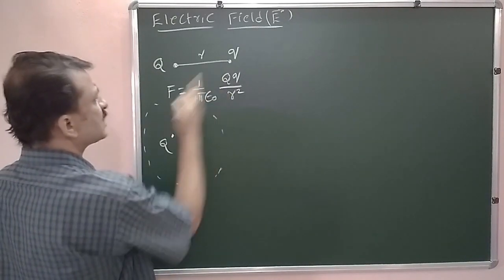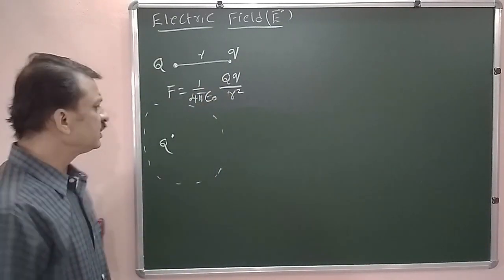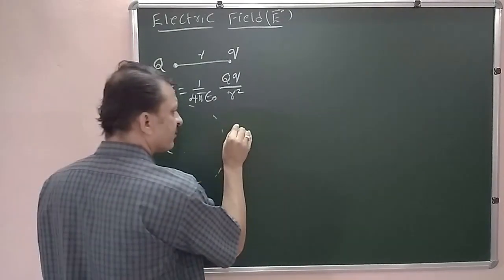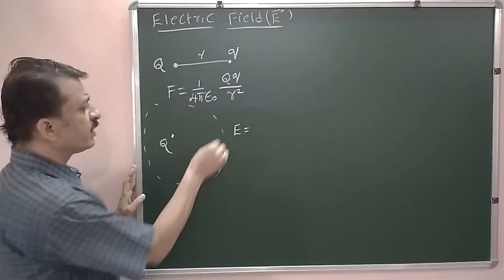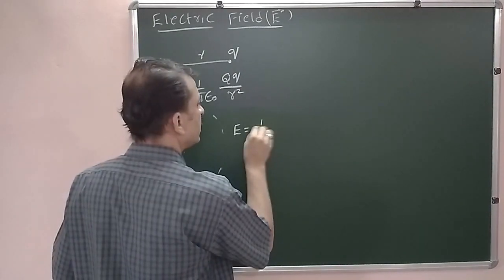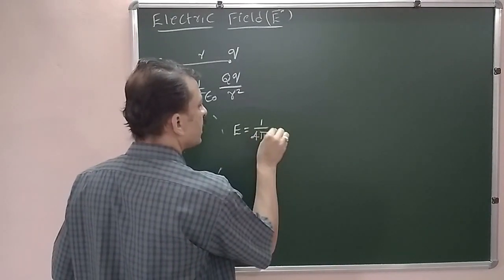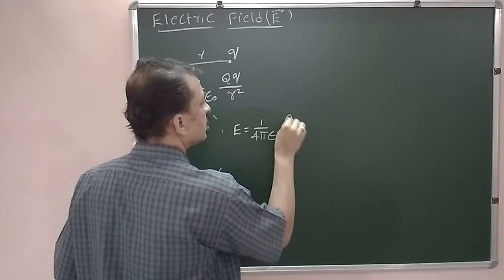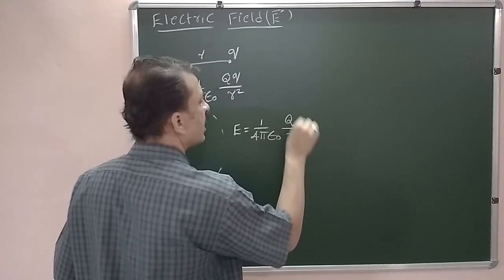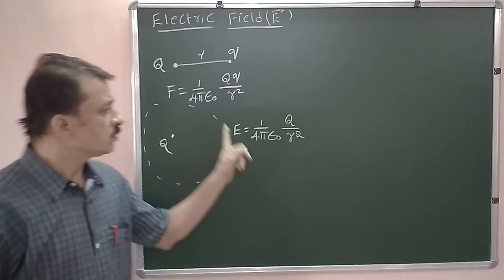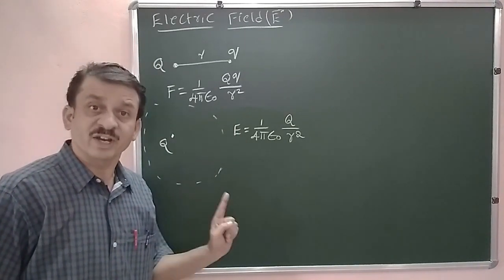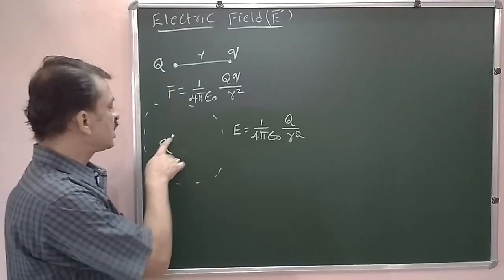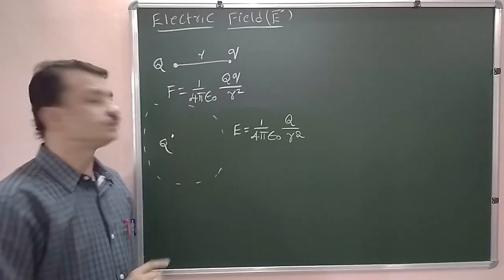Now it experiences a force that is given by this one. Therefore, the expression for the field is given by electric field. The magnitude of the field is given by 1 divided by 4 pi epsilon naught, Q divided by r square. This is the expression for the magnitude of electric field due to a charge capital Q.